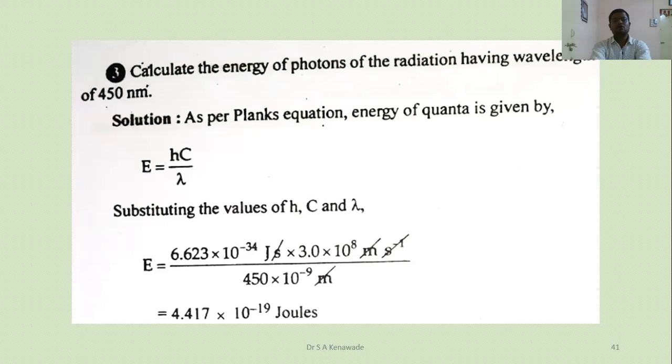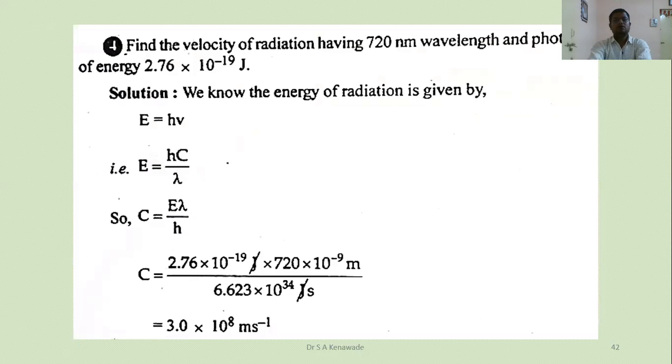Substituting the values of h, that is Planck's constant, 6.623 into 10 to the minus 34 joule second, c is the velocity of light, 3 into 10 to the 8 meter per second, divided by wavelength, which is 450 into 10 to the minus 9 meter. After solving this, we get the answer 4.417 into 10 to the minus 19 joule.